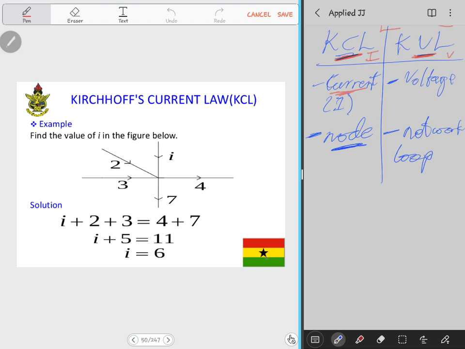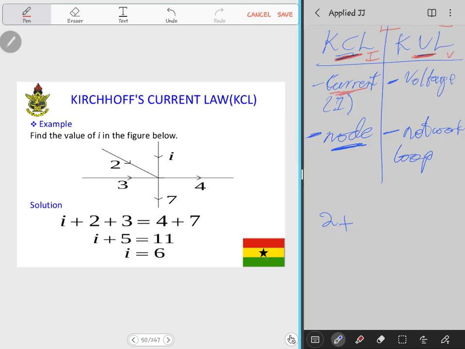The reason we say the algebraic sum of them is 0 is that algebraic here means direction. So this law can be stated another way: the algebraic sum of the current entering and leaving the node is 0. This is what is meant by the algebraic sum. Most of the time we use a convention: you can say those entering are positive and those leaving the node are negative, or those entering are negative and those leaving are positive. It depends on you.